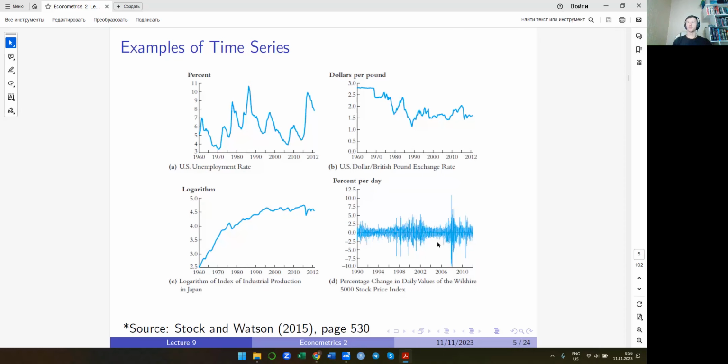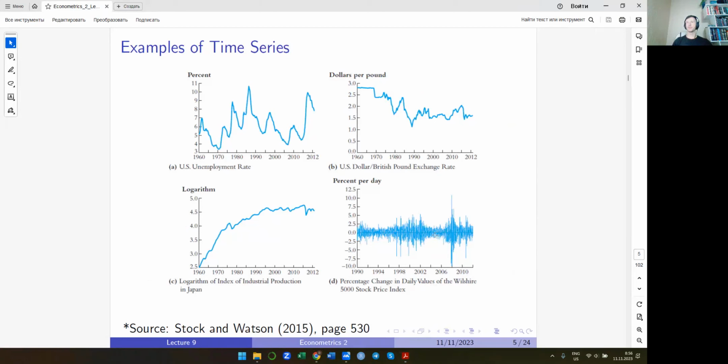So here are some graphical examples taken from the textbook that we are using. Unemployment rate in the US from 1960, so it behaves something like this. Exchange rate of US dollar to British pound over the 52 years. And here is the logarithm of the index of industrial production in Japan. And here is the change in daily values of a stock price index, like Wilshire 5000. So 5000 stocks are somehow averaged, and then we have this percentage change, so return.